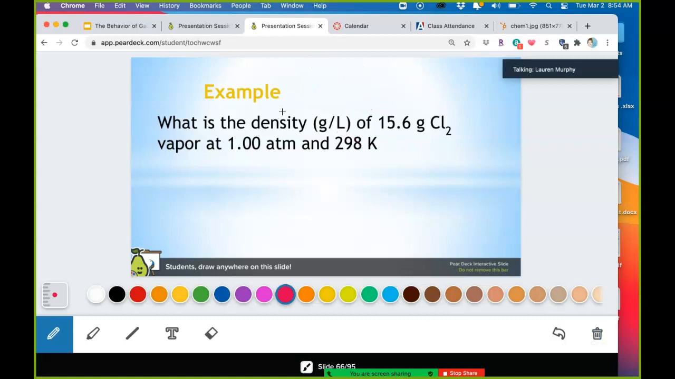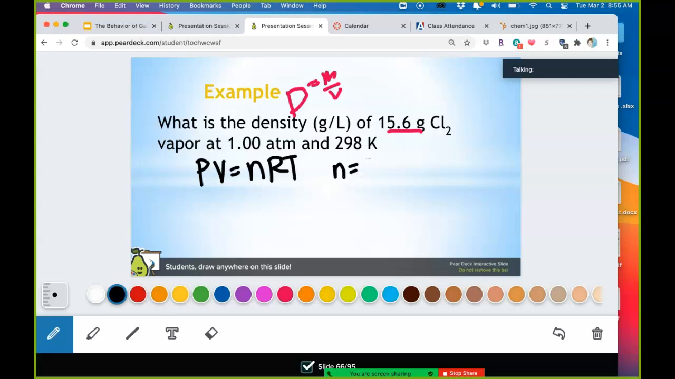So it says, what is the density? Density is D, right? Which is the same thing as mass over volume. And I give you a mass of Cl2, and I give you a pressure, and I give you a temperature. You go, okay. There's two ways to do this problem. So let's see. Here's our ideal gas law. And here's our moles equation. Both of these will be given to you on the test.